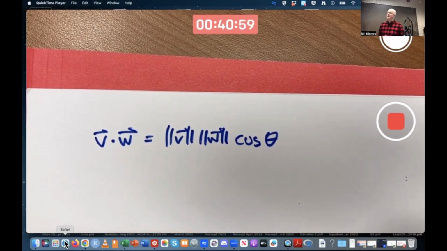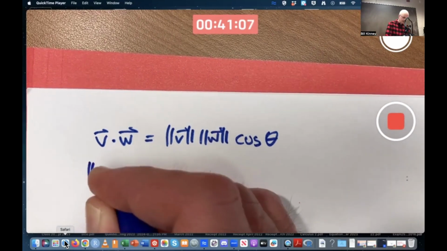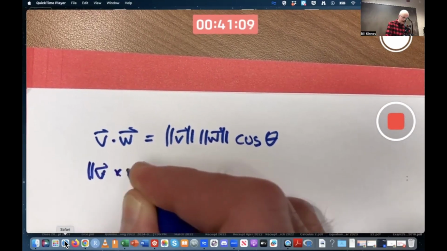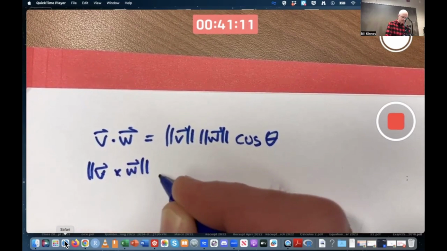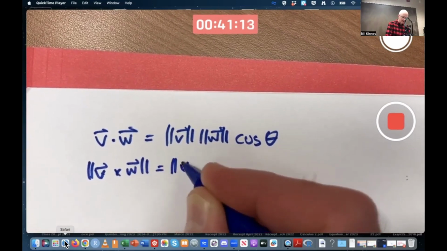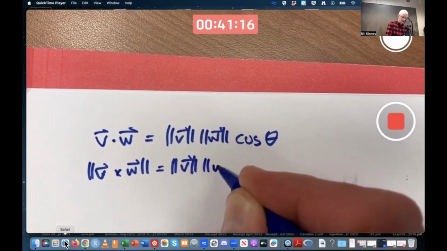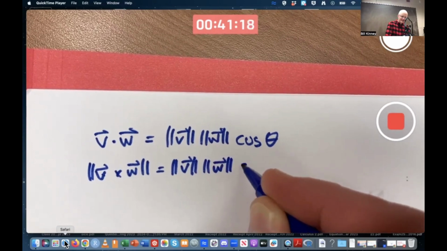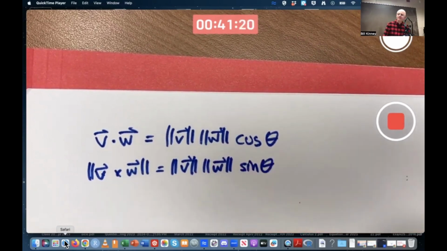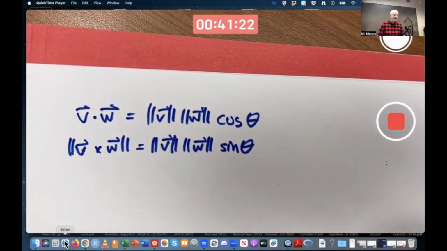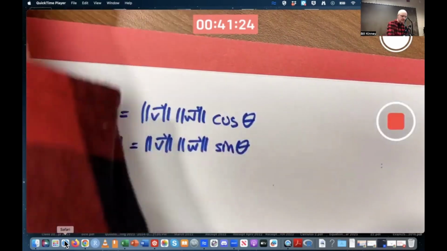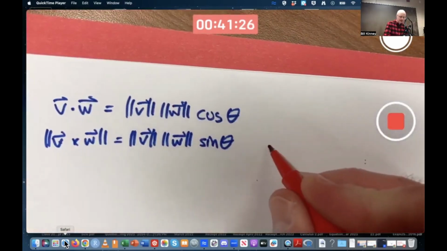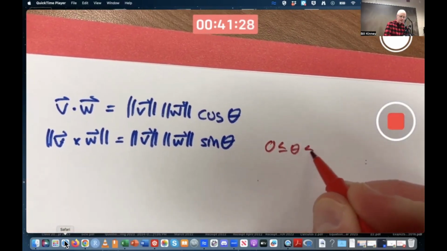There's a similar kind of formula for cross products. Though it doesn't give you the cross product itself, it gives you the magnitude of the cross product. The magnitude of the cross product is the magnitude of V times the magnitude of W times the sine of the angle between them. Assuming you are taking the angle as we do in standard ways, between 0 and pi.